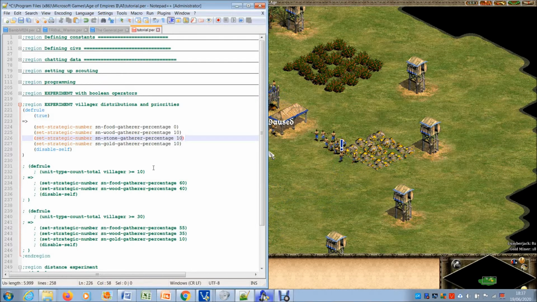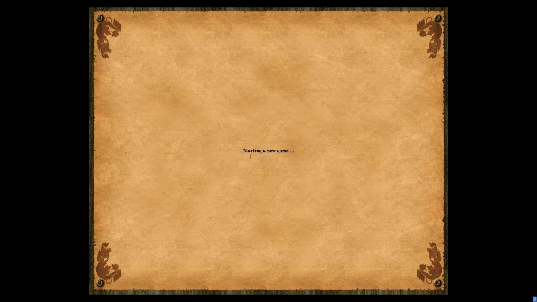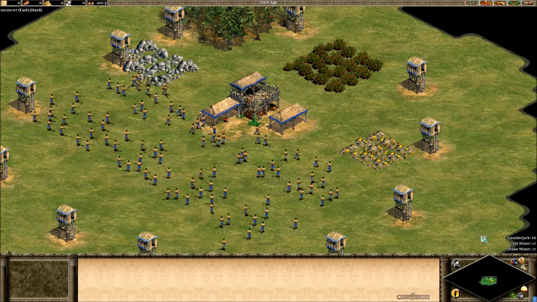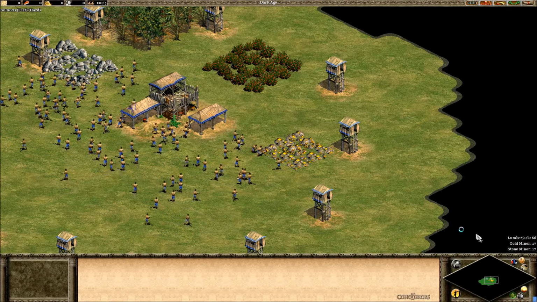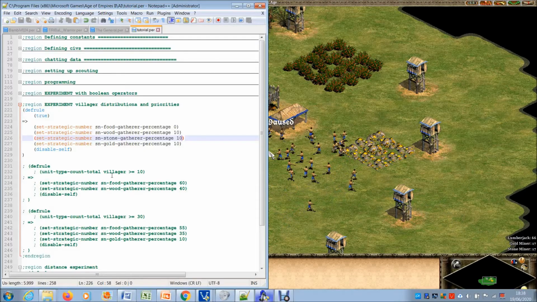What if 0 on food, and 10, 10, 10 on gold, stone and wood? Gold and stone are the same. Wood 66. We can conclude that the most villagers go to the resource with the highest priority.